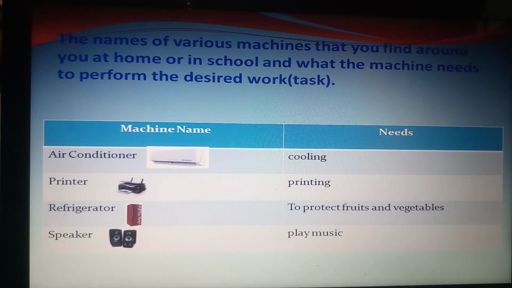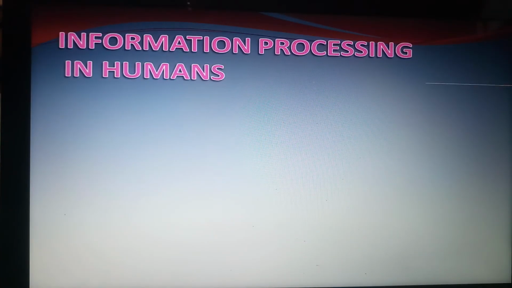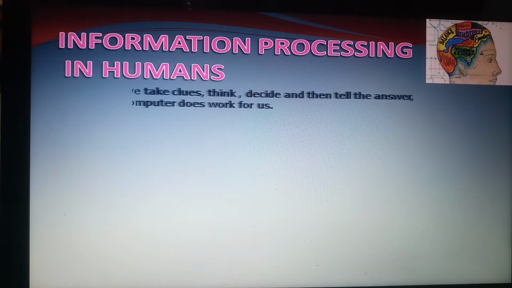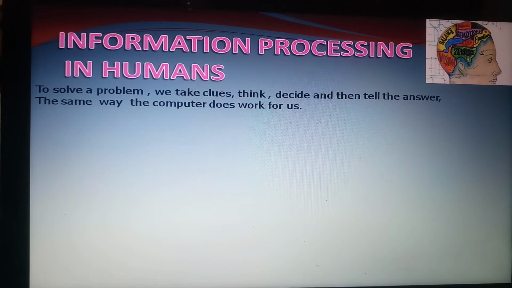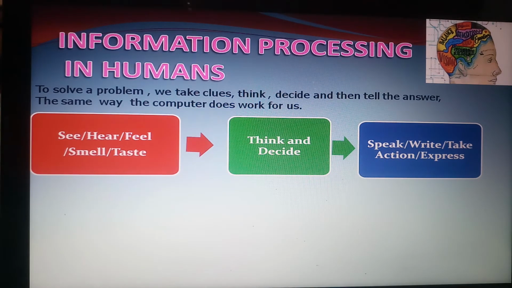Our first topic is IPO cycle, input process output cycle. Computer works on it. First, we will learn information processing in humans. To solve a problem, we take clues, think, decide, and then tell the answer. The same way computer does work for us. As input, we see, hear, feel, smell, or taste. As process, we think and decide. As output, we speak, write, take action, or express.